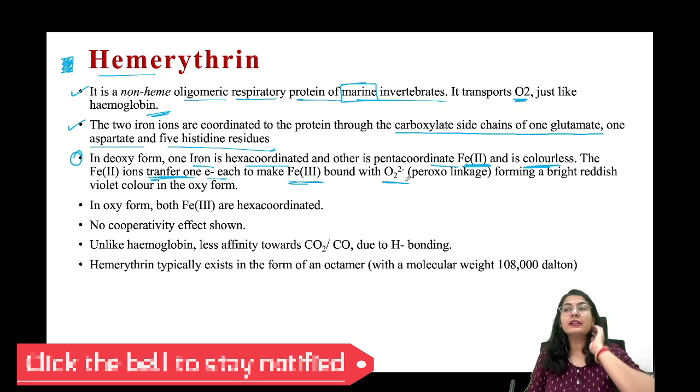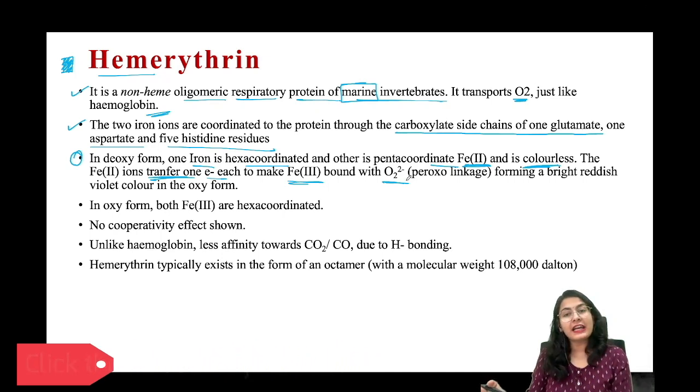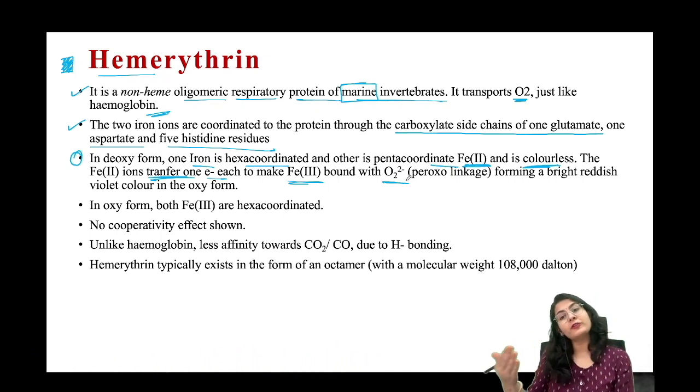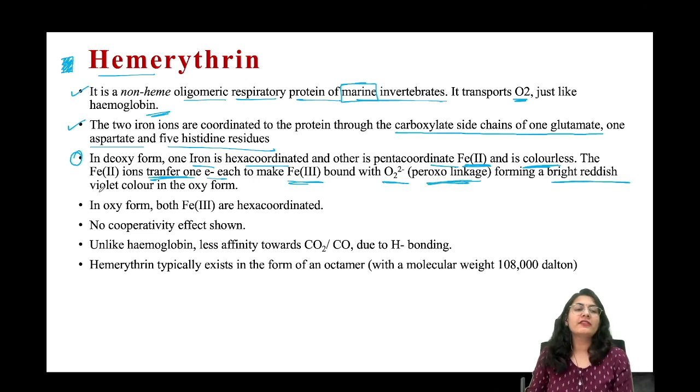So again here, basically dioxygen is carried in the form of a peroxide, just like hemocyanin. Peroxo linkage banta hai, that forms a bright reddish violet color in the oxy form. So that is the color of blood where hemerythrin is present, red violet color.